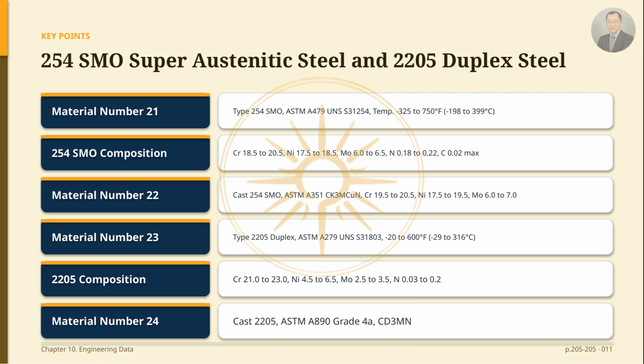Material number 23, type 2205, is a duplex stainless steel specified as ASTM A279 UNS S31803, with an operating temperature of minus 20 to 600 degrees Fahrenheit, or minus 29 to 316 degrees Celsius. The composition is 21.0 to 23.0% chromium, 4.5 to 6.5% nickel, 2.5 to 3.5% molybdenum, and 0.03 to 0.2% nitrogen. Finally, material number 24 is its cast form, ASTM A890 grade 4A, also known as CD3MN.